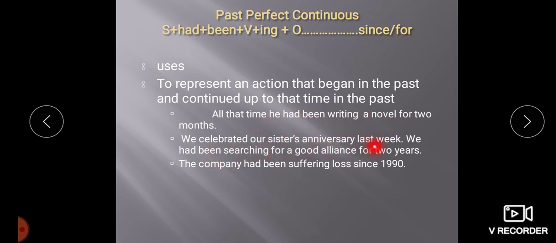We celebrated our sister's anniversary last week. We had been searching for a good alliance for 2 years. That means we were searching for a good alliance. It is over now. So, such events can be denoted with the help of the past perfect continuous tense. Then, the company had been suffering loss since 1990. So, after 1990, we cannot say that the company is suffering loss. It had been suffering. In the past, it was suffering, but now, no.